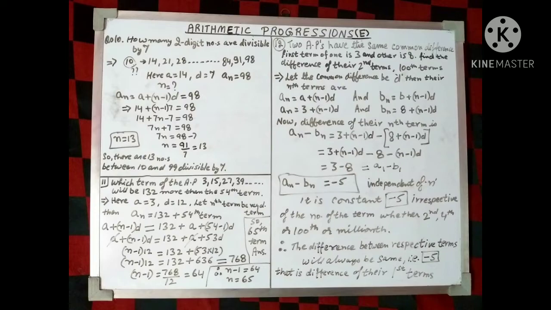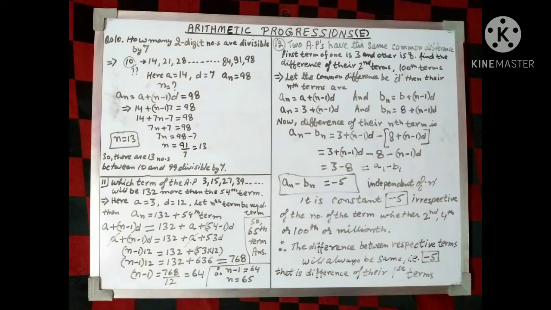7n plus 7 is equal to 98. 7n is equal to 98 minus 7, that is, n is equal to 91 by 7, which comes out to be 13. So we are getting n is equal to 13. So there will be 13 two-digit numbers which are divisible by 7 between 10 and 99. Got it? You can revise it again, right?